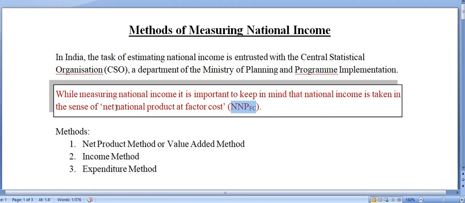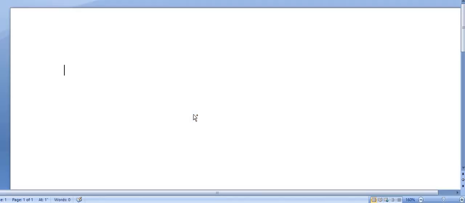Because first of all, G stands for gross, but national income is net; domestic, but we are talking about the national product. And whenever you are talking about GDP, it has two aspects. One is GDP at market price and the other one is GDP at FC. But it is always at FC. Let us assume that it is GDPFC. So we can make our own formula also. I will just show you out here, GDPFC.